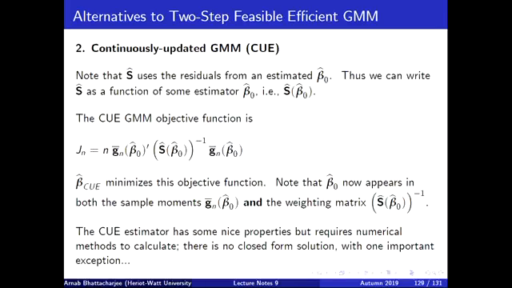All right, what else? There's something called continuously updated GMM. Where does that come from? This S hat uses residuals from an estimated beta naught hat, so S hat really is a function of beta naught hat, right? What is the GMM objective function? The GMM objective function is this thing here, except that we had an S hat here, now we have plugged in a beta naught hat as well, to emphasize that this is a function of beta naught hat. Now having written it in this way, one can just minimize this. If you do this, then the estimator that you obtain is called a continuously updated GMM.